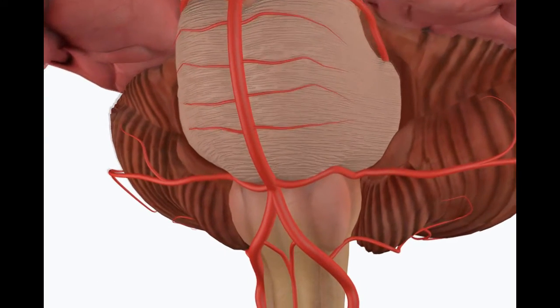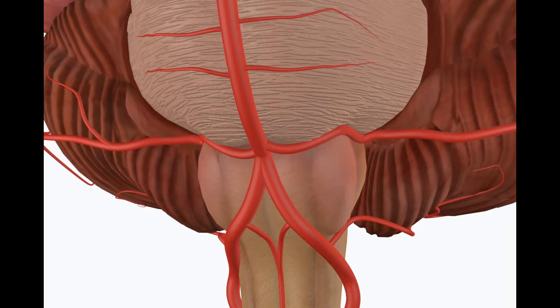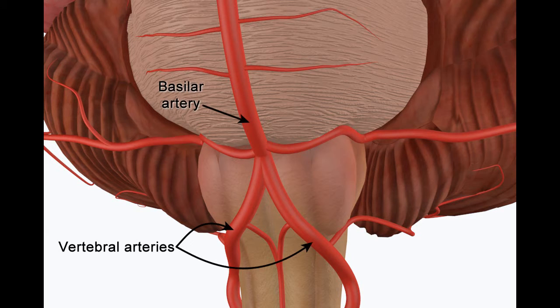The supply can be split into that for the hindbrain and the forebrain. The supply to the hindbrain comes from two vessels, the vertebral arteries and the basilar artery, which is formed by the fusion of the vertebral arteries at the junction of the medulla oblongata and the pons.